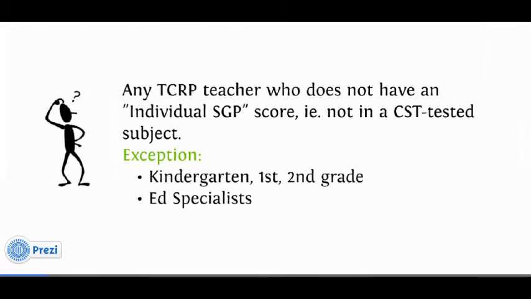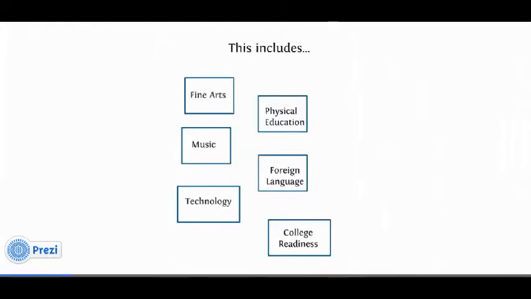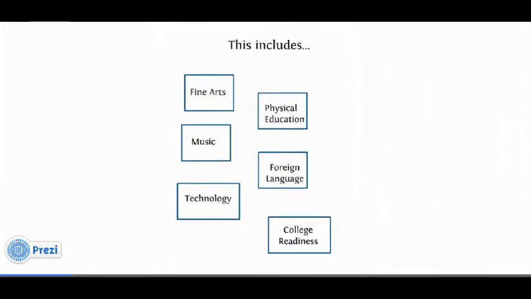So who is this video for? This video is for any TCRP teacher who does not have an individual SGP score, i.e. if you are in a non-tested subject. The exception here is going to be kindergarten, first and second grade, and then ed specialist as well. So that means that if you are part of any of these subjects, this video is for you.